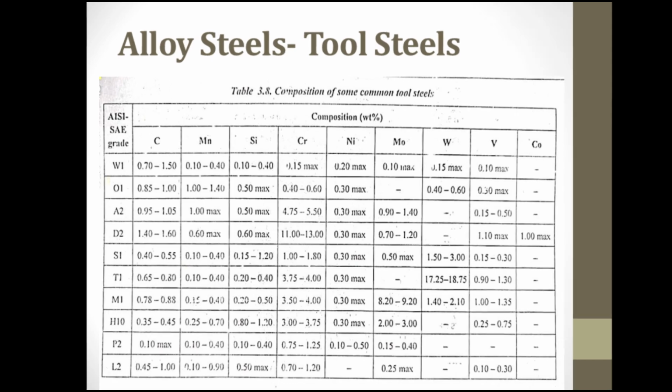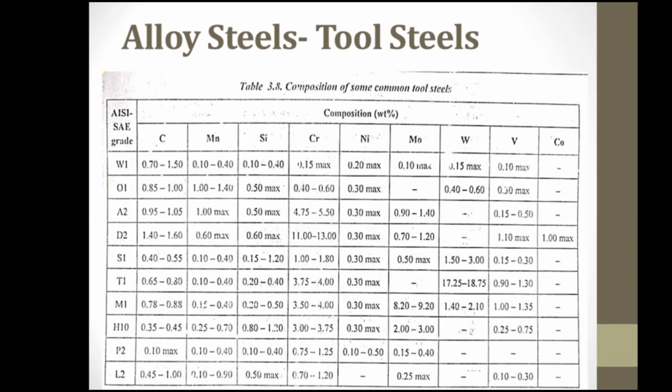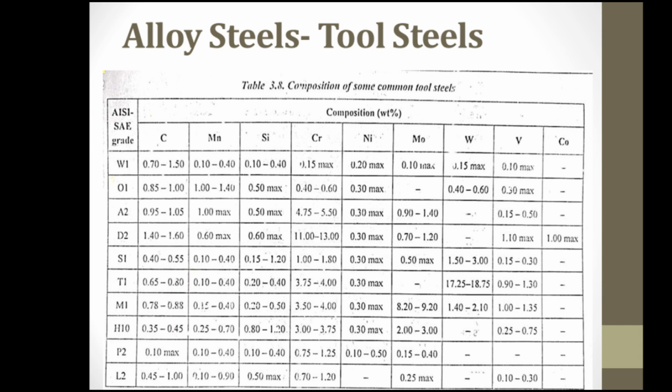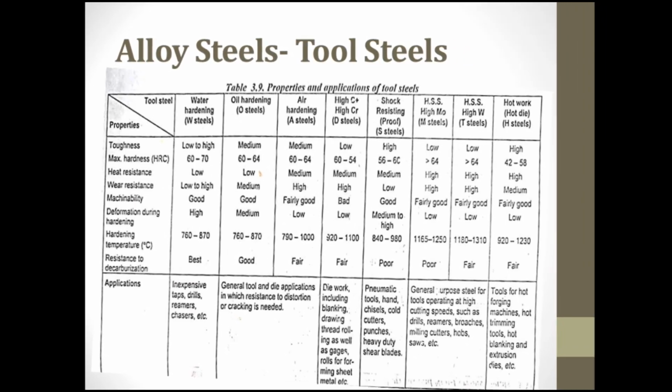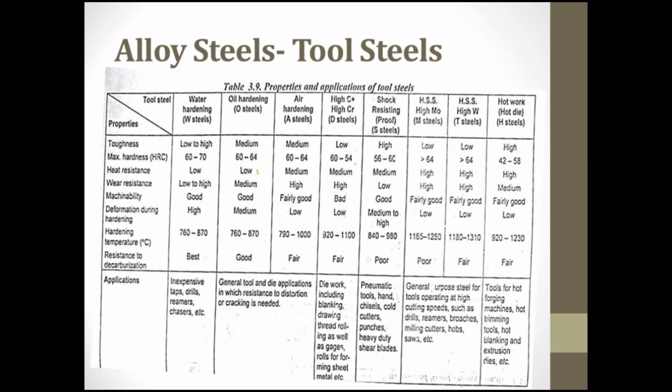Alloy steels, tool steels. This page shows the composition of some common tool steels. Alloy steels, tool steels. This page shows the properties and applications of tool steels. Tool steel properties: toughness, maximum hardness, heat resistance, wear resistance, machinability, deformation during hardening, hardening temperature, resistance to decarburization, and it also tells about the applications of tool steels.